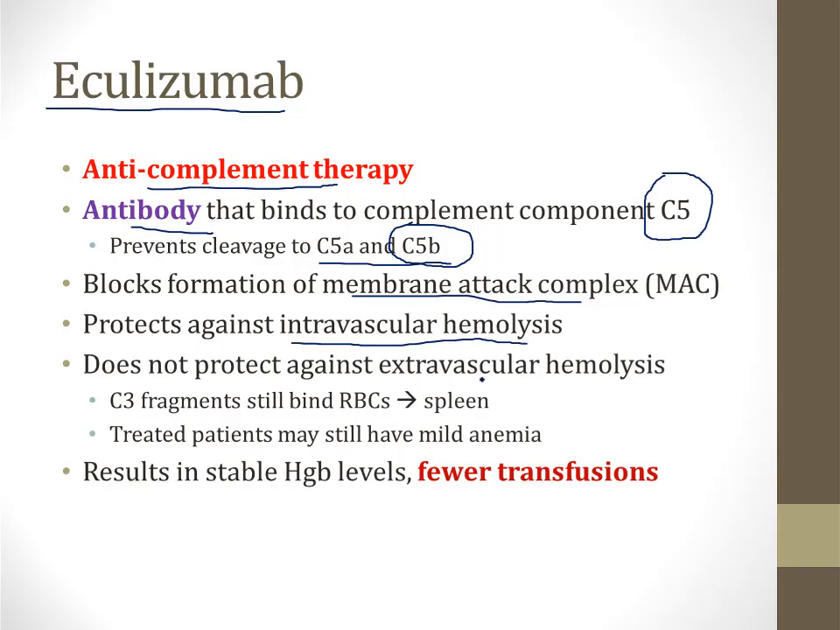It does not, however, protect against extravascular hemolysis. C3 fragments can still form and bind to the red blood cell surface. They can go to the spleen where the red cells can be phagocytosed. So treated patients still may have a mild anemia, but importantly in the clinical trials it's resulted in stable hemoglobin levels and fewer transfusions for patients with PNH.